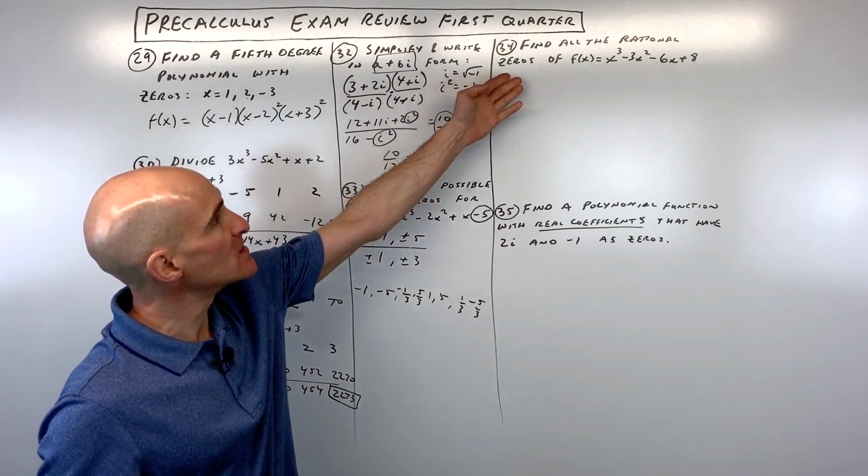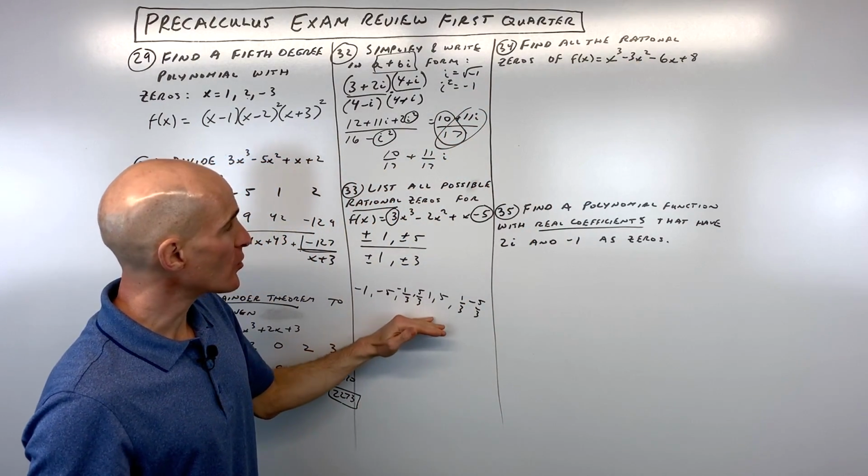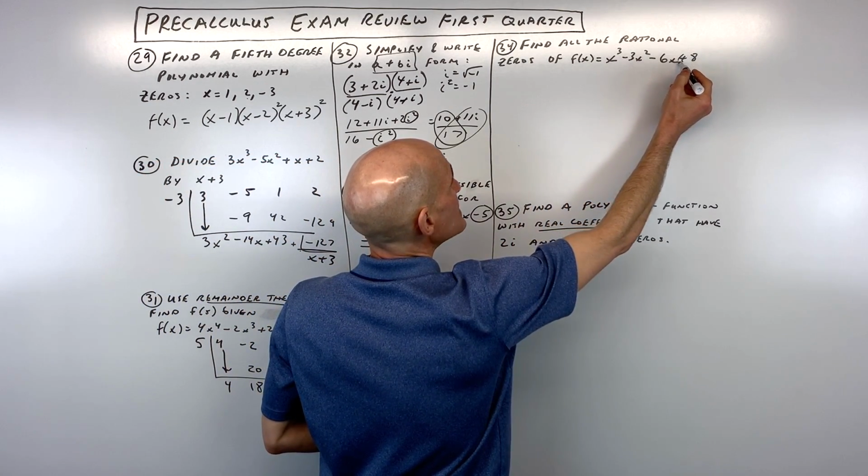Okay, for number 34, it says find all the rational zeros of this function. So what we're going to do is use our rational root theorem, our rational zero theorem, to narrow down the possible rational roots.